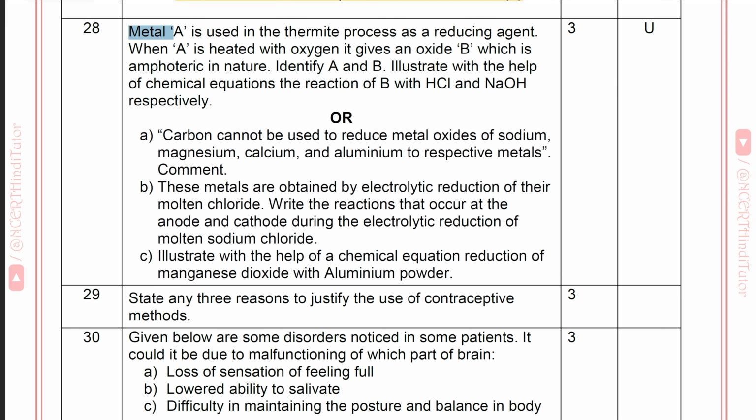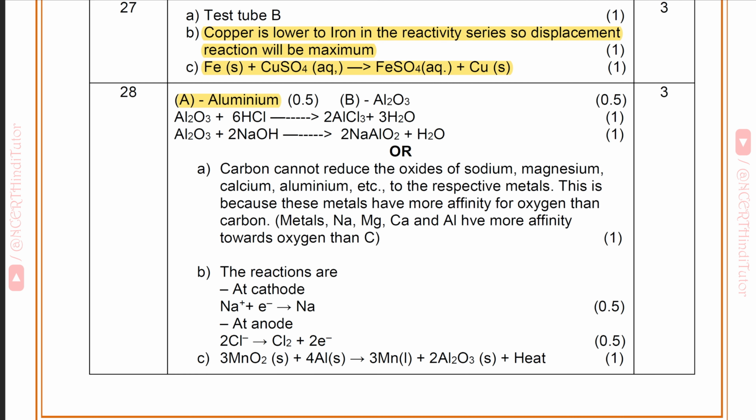Question 28. Metal A is used in the thermite process as a reducing agent. When A is heated with oxygen, it gives an oxide B, which is amphoteric in nature. Identify A and B. Illustrate with the help of chemical equations the reaction of B with HCl and NaOH respectively. Answer: A is aluminium and B is Al2O3. And the chemical equations are Al2O3 plus 6HCl gives 2AlCl3 plus 3H2O. Al2O3 plus 2NaOH gives 2NaAlO2 plus H2O.